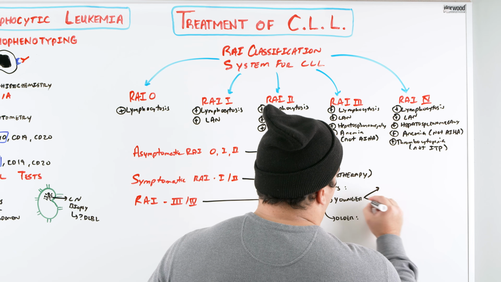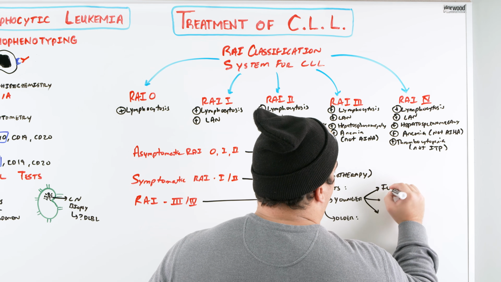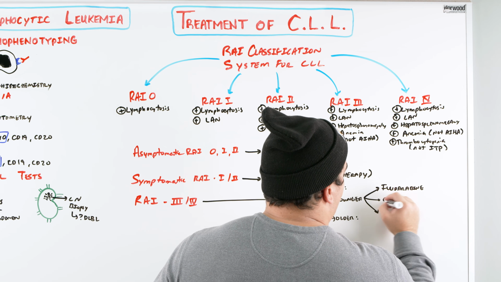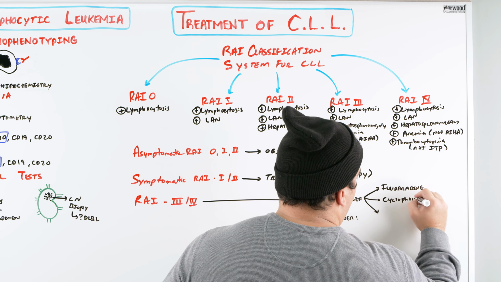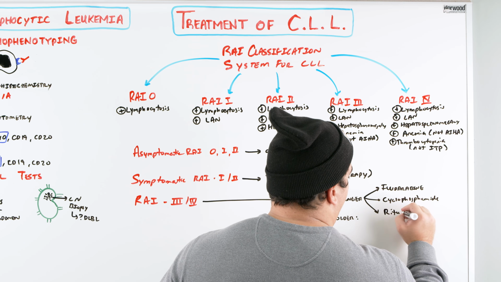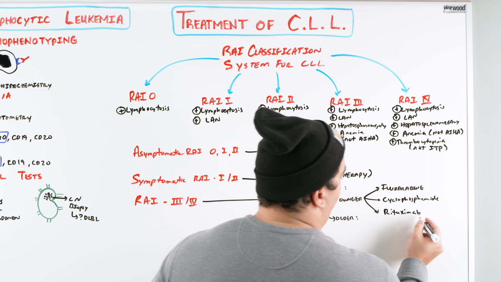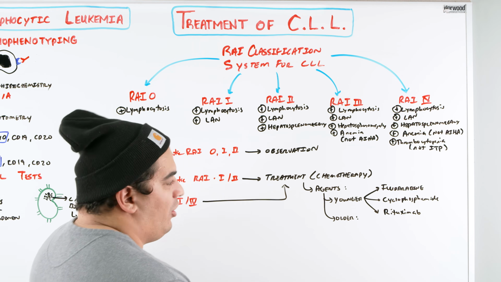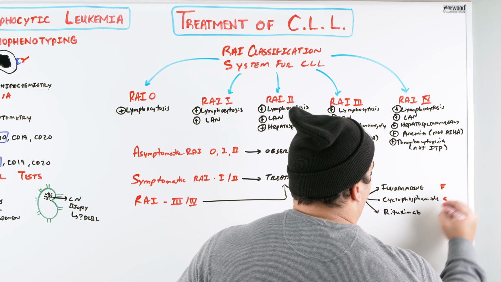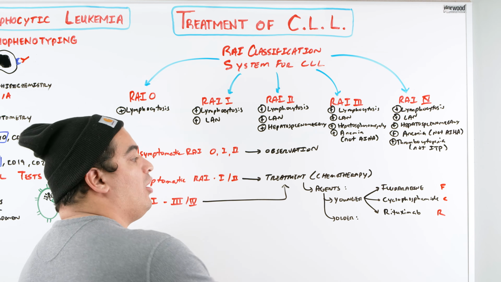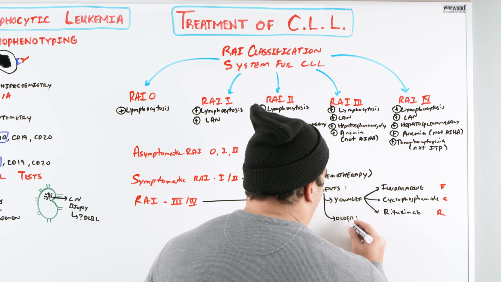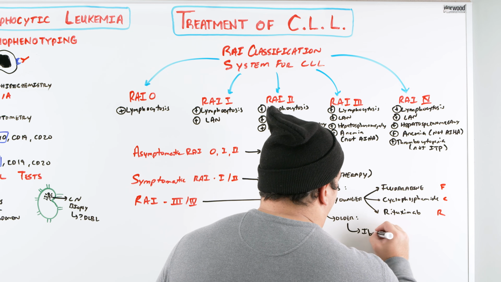So these 3 drugs I want you to remember are fludarabine, cyclophosphamide, and rituximab. These are the 3 treatments. If you guys do forget them, the way I remember them is FCR. So fludarabine, cyclophosphamide, and rituximab for the younger patients. For the older patients, these tend to respond better to a specific drug called ibrutinib.